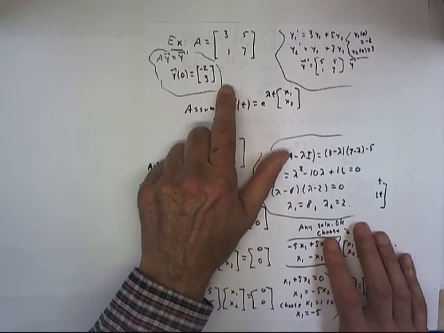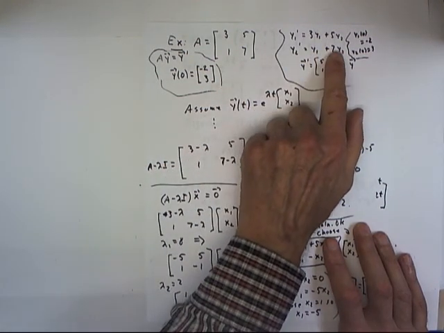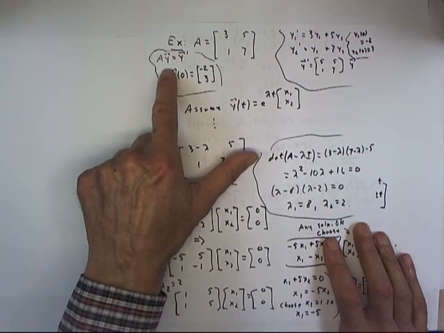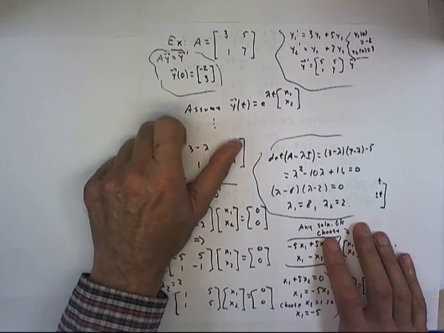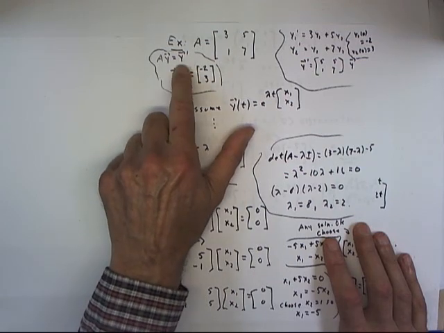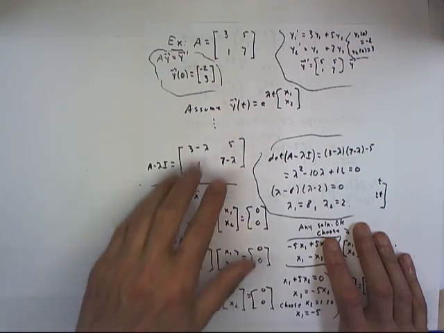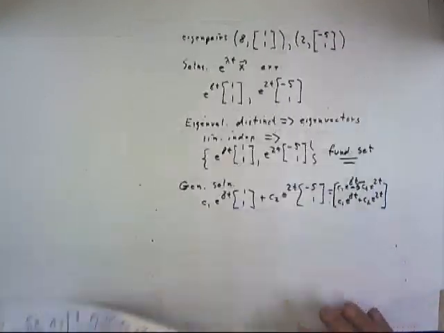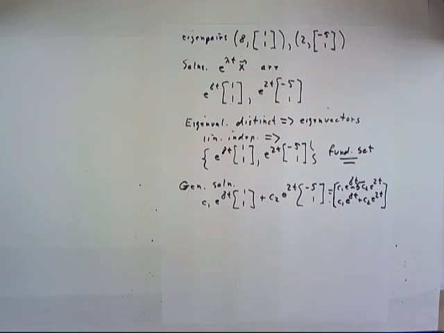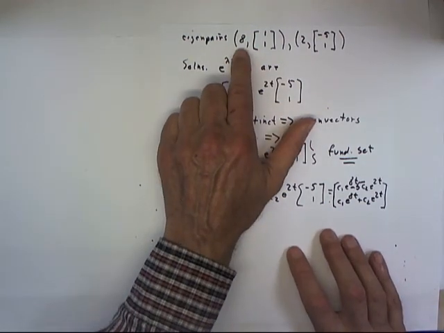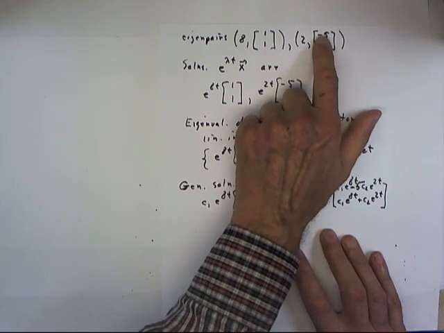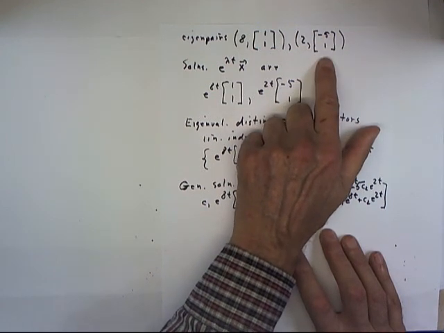In the last clip, we solved the system shown here to find the solution vector y, which formed the general solution to this equation. We went through the details and we found that we have a solution with eigenvalue 8 and eigenvector 1, 1, and eigenvalue 2, eigenvector negative 5, 1.